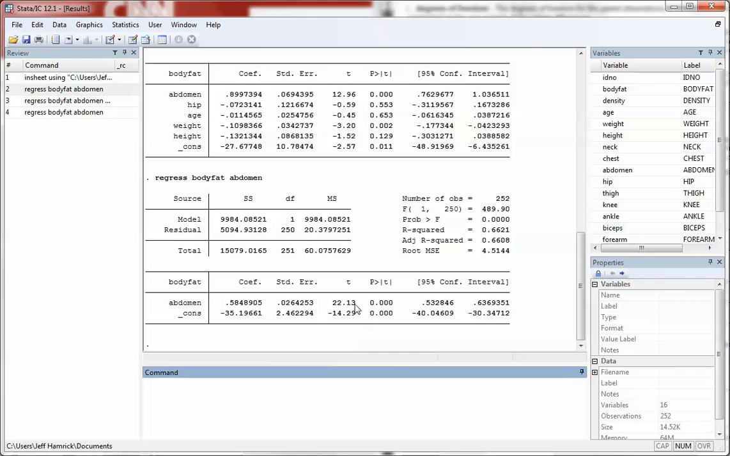So how do we get these student t-test statistics right here? If you take the coefficient and you divide by its standard error, you'll notice that this divided by this equals this, this divided by this equals this, so that's how you get those student t-test statistics.